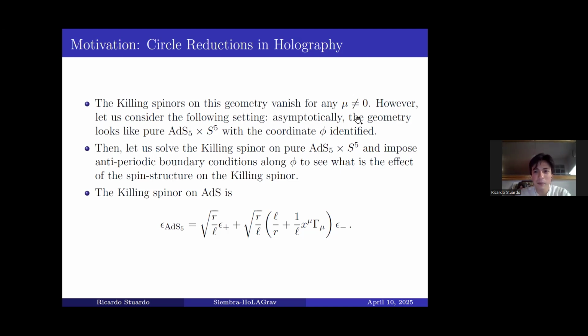to see what the consequence is of imposing anti-periodic boundary conditions. Asymptotically, the geometry looks like pure AdS5 plus S5, but with one of the Poincare coordinates of the AdS identified. So let's solve the Killing spinor on pure AdS5 plus S5 and impose anti-periodic boundary conditions along this circle. For this, we only need to look at the spinor on AdS5, which takes this form. So let me go to the next slide.